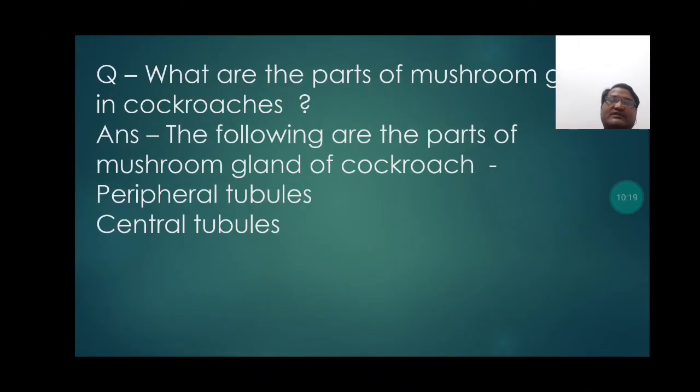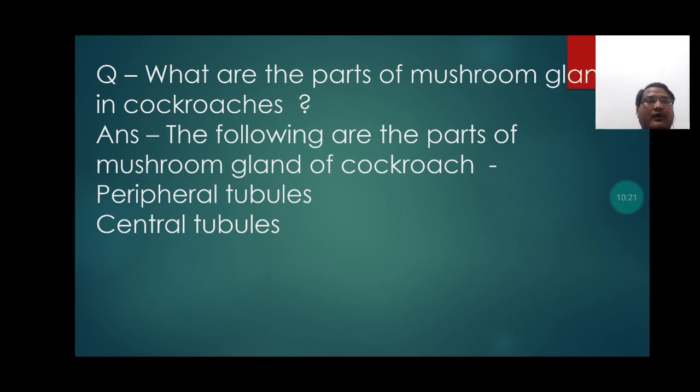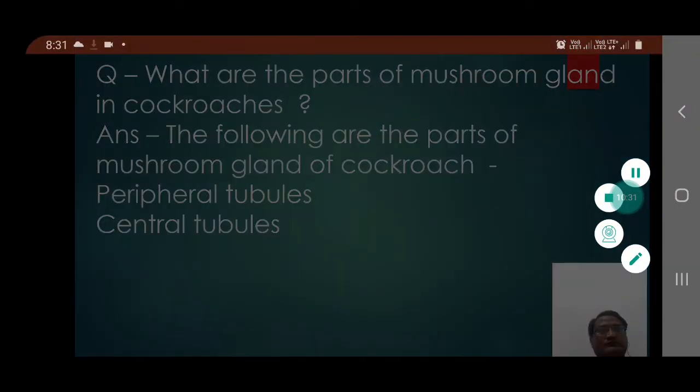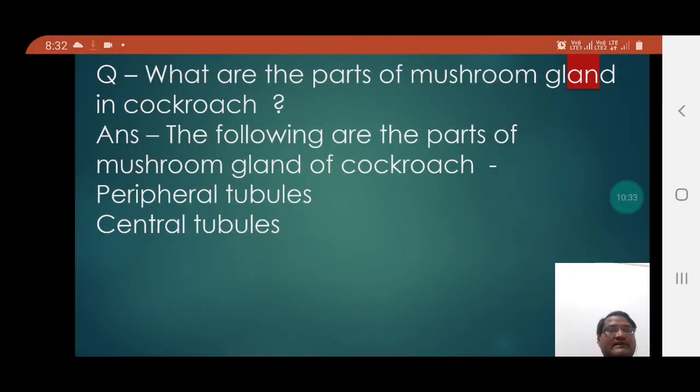Now students, let us discuss a very important question. What are the parts of mushroom gland? Answer: the following are the parts of mushroom gland of cockroach: peripheral tubules and central tubules.